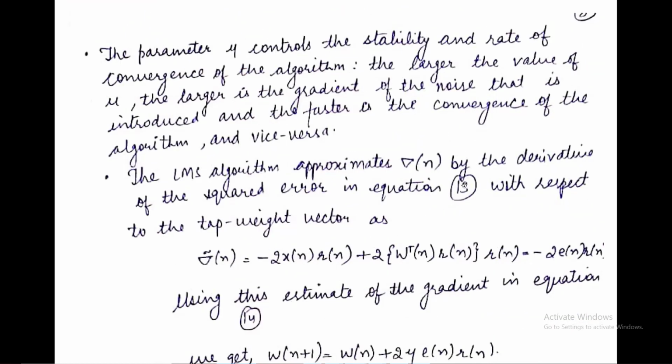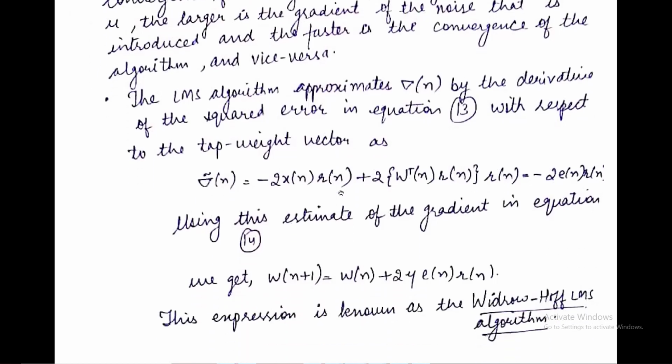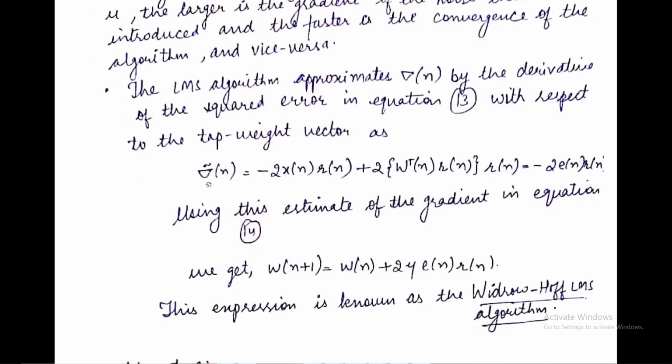So with respect to tap weight, now what we are doing is we have to take the derivative, because we have to minimize. Minimize means we have to take the derivative and keep it equal to 0. If we use that equation, del delta n is equal to minus 2 x n into r n. If you differentiate that equation, you will get this equation plus 2 again W transpose n into r n, again into r n, because we are differentiating with respect to the tap weight vector. So it will be equal to minus 2 e n into r n.